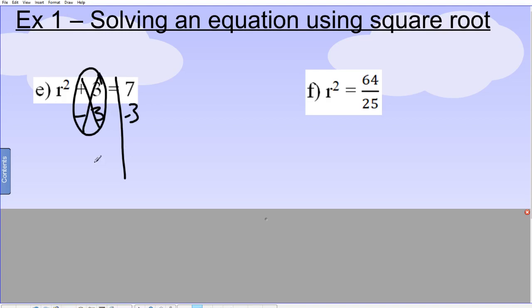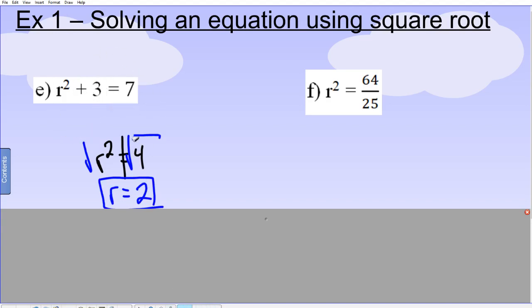Reminder that you always have to do everything to both sides. So if you subtract 3 on the left, you have to do it on the right. And so now we have r squared equals 7 minus 3, which is 4. And then finally, to get rid of the r squared, to unsquare this, we're going to square root both sides, and we get r equals 2. Square root of 4 is 2.